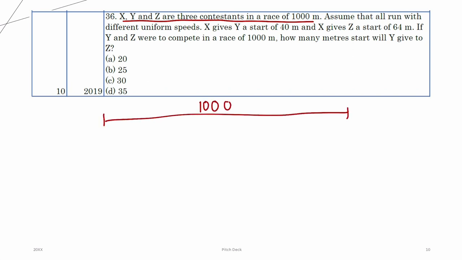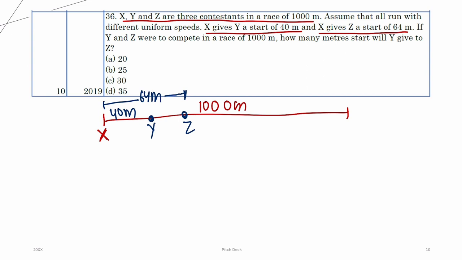First thing you need to know. Assume all run with different speeds. Obviously, X, Y, Z are running at different speeds. X gives Y a head start of 40 meters and X gives Z a head start of 64 meters. So what is happening? X is standing here. Where is Y standing? X gives Y a start of 40 meters. Y is standing here and this is 40 meters. X gives Z a start of 64 meters. So 64 meters is where Z is standing, right?